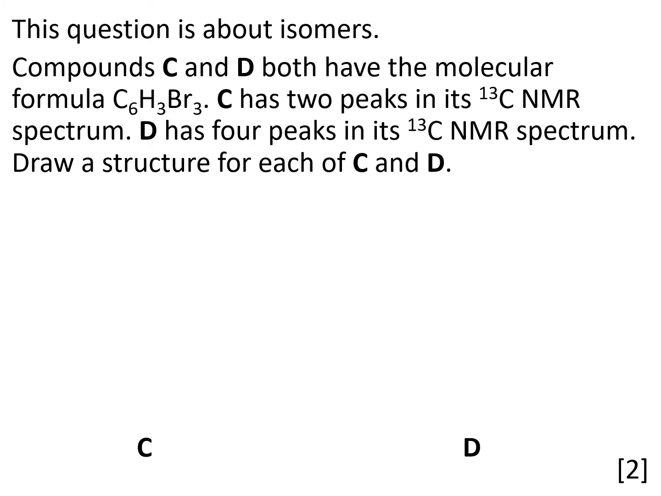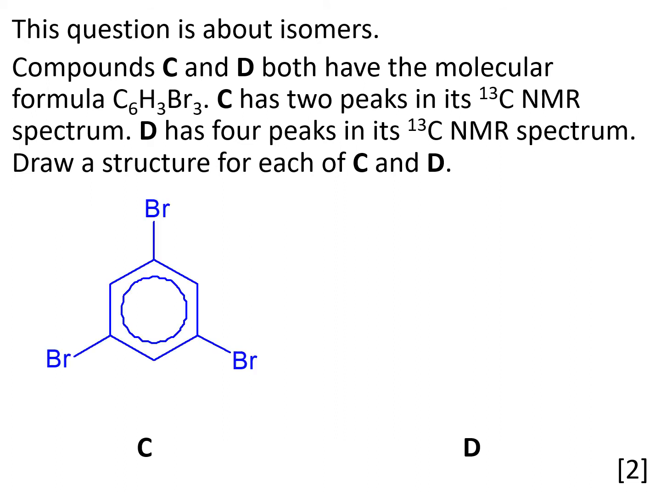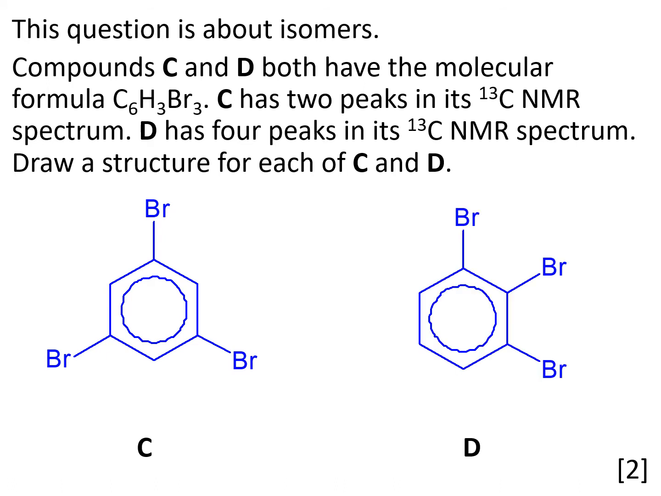Okay, welcome back. So the things to spot with this question: C6H3Br3 should immediately make you start thinking of aromatics. As soon as we got to the fact that we've got aromatic compounds, there's C, which has only got 2 environments, and D has got 1, 2, 3, 4 environments. So you could label those up, but as I say, we'll look at more detail at NMR for Year 2 students in other videos.